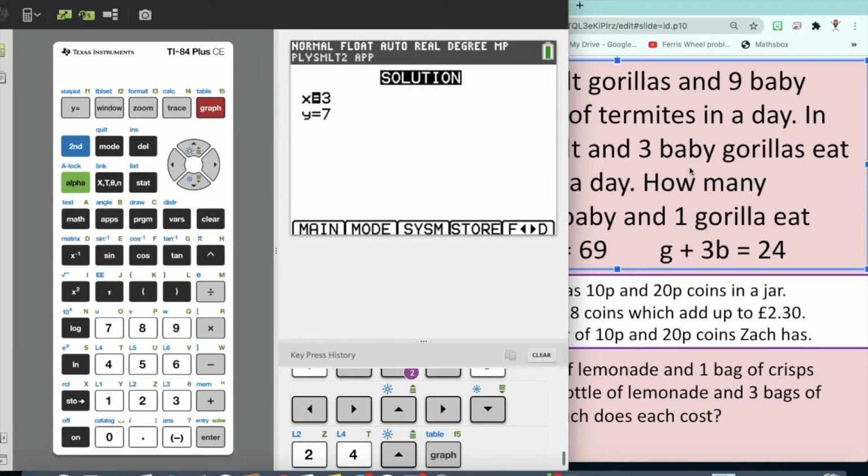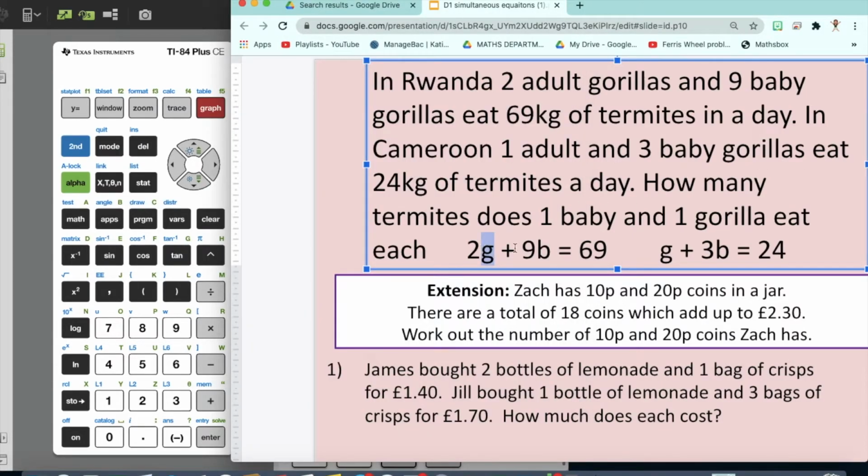There we go, 3 and 7. This means that 3 is represented by the G and B is represented by the 7. So you'd have to make sure you write down G is 3, B is 7 to finalise your answer to this question.